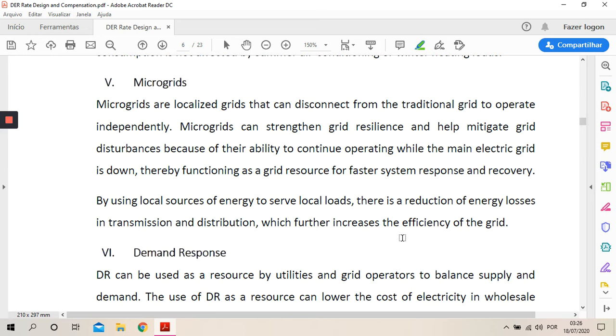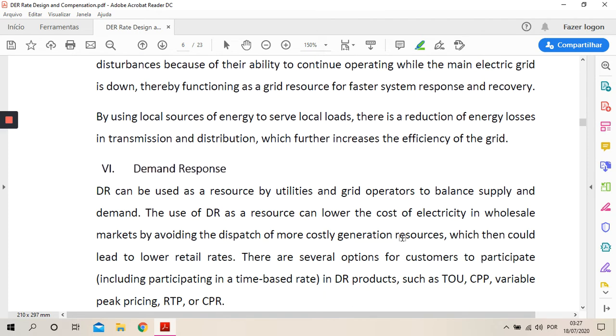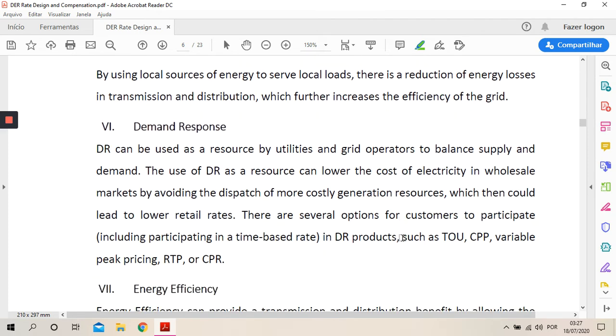Microgrids. Microgrids are localized grids that can disconnect from the traditional grid to operate independently. Microgrids can strengthen grid resilience and help mitigate grid disturbances because of their ability to continue operating while the main electric grid is down, thereby functioning as a grid resource for faster system response and recovery. By using local sources of energy to serve local loads, there is a reduction of energy losses in transmission and distribution, which further increases the efficiency of the grid.